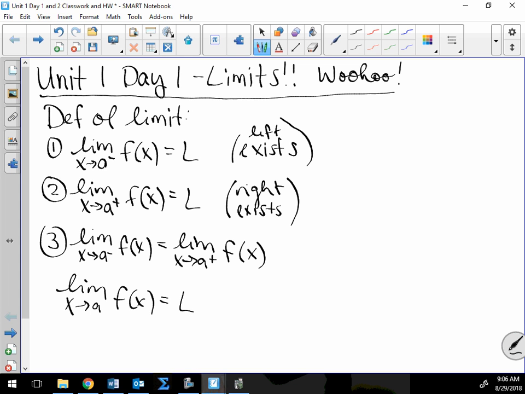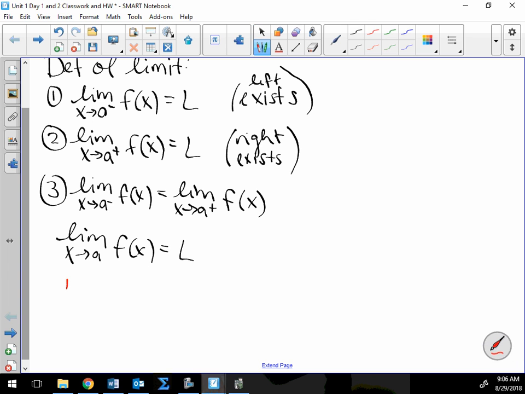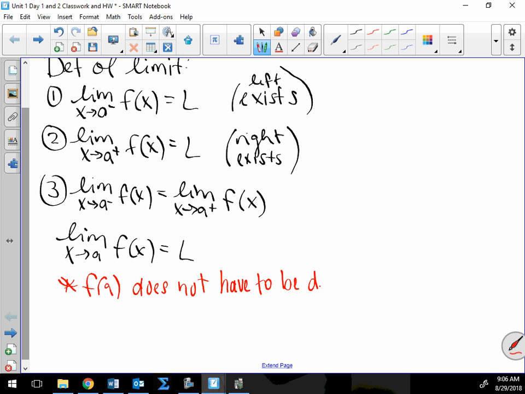All right, and again, we're just going to make a little note here that f of a does not have to exist. Does not have to be defined. So again, that point doesn't have to be there in order for the limit to exist. It's great if it is, but it's not.